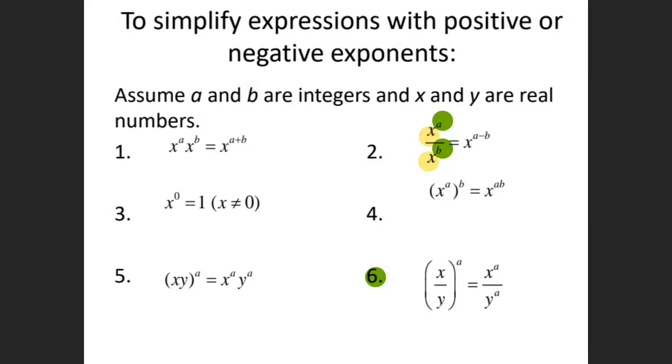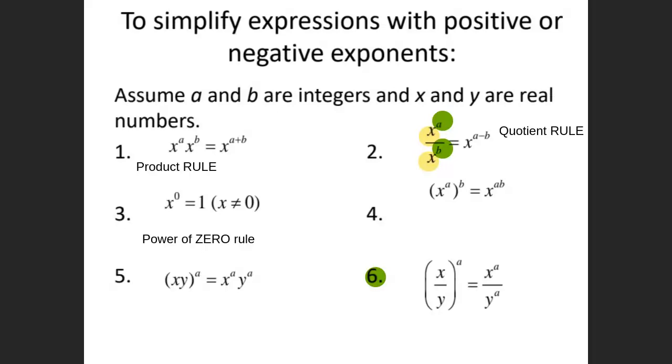Unlike rule 6, this is the product rule of fractions. It's different than 2. So number 1 was your product rule. Number 2, this was your quotient rule. This was the power of 0 rule.